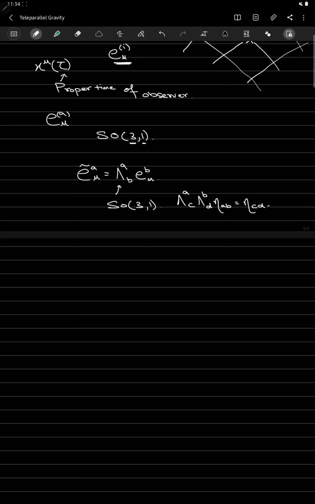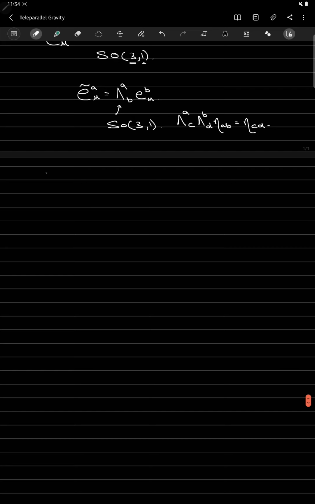So the lambda matrices satisfy this relation, where eta is the metric. Now the metric tensor, g mu nu, is acquired by the relation e^a_mu e^b_nu eta_ab equals g mu nu. So g mu nu, the metric tensor, is acquired by this relation.